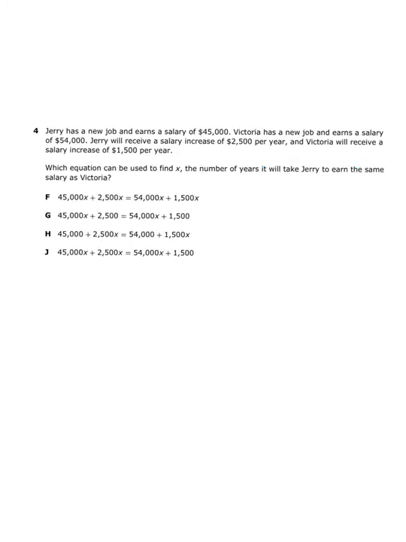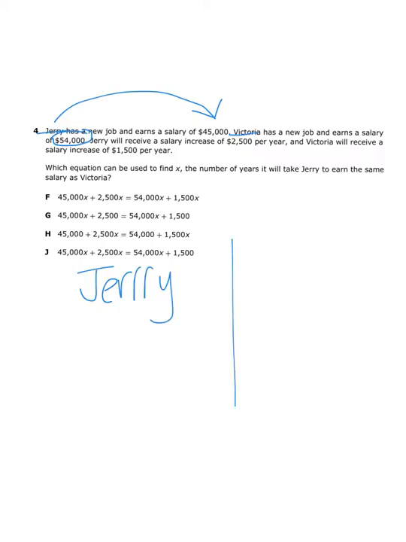Number 4. Jerry has a new job and earns a salary of $45,000. So $45,000 goes with Jerry. Victoria has a new job and earns a salary of $54,000. So Victoria goes with $54,000. So you can kind of get your information organized. You've got Jerry and you've got Victoria. Jerry is starting with a salary of $45,000 and Victoria is starting with $54,000.